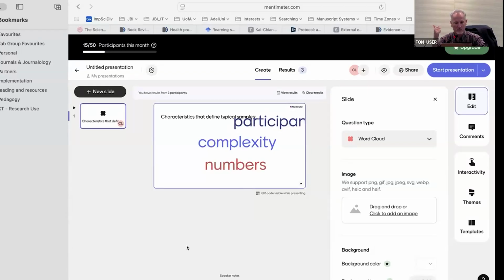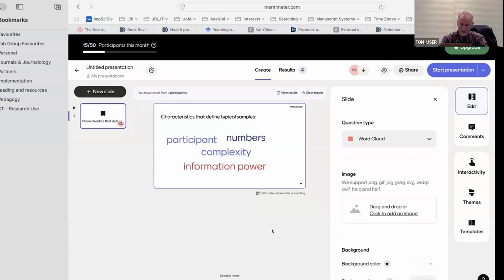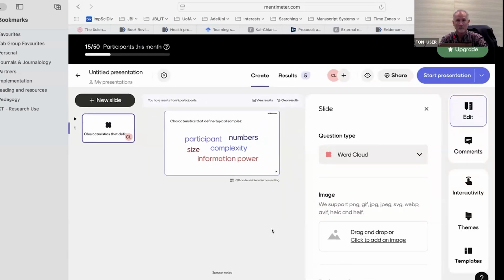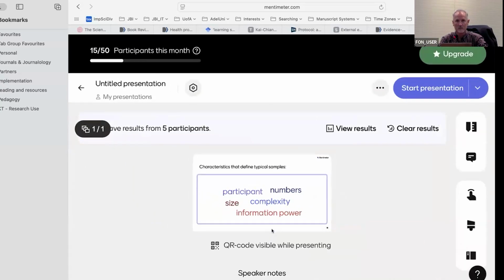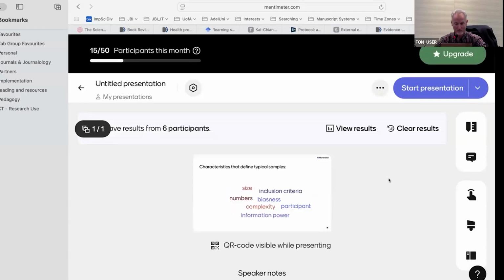So size is a word, number is a word, numbers is a word, participant is a word. We've got complexity, information, power, bias, inclusion criteria. So far 6 people have put in some words.